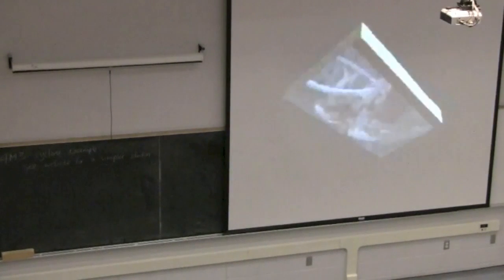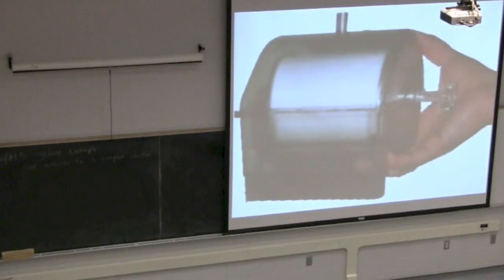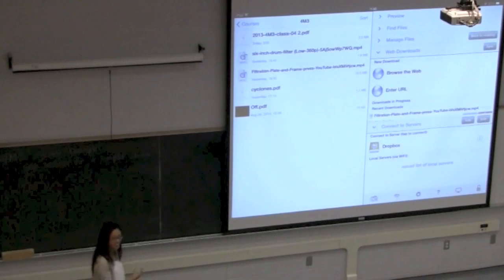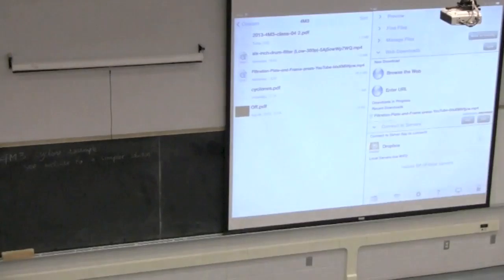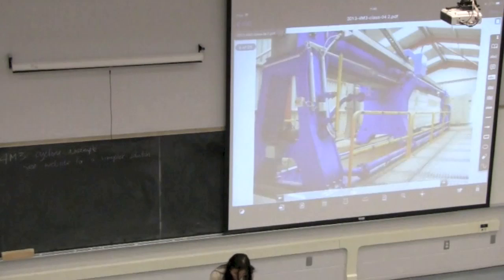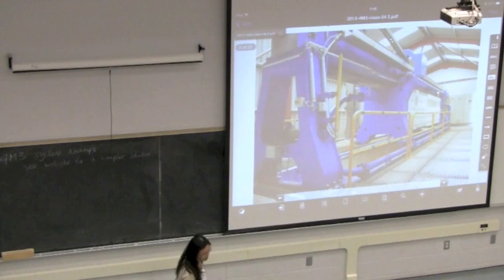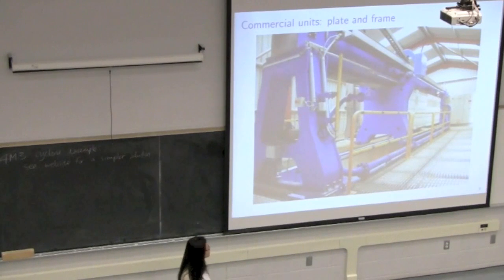Okay, so any questions on that? Does that make sense, or do you want to see it again? Okay. So going back here. So that's one type of filtration equipment. The next one that we're going to look at is the plate and frame unit operation.